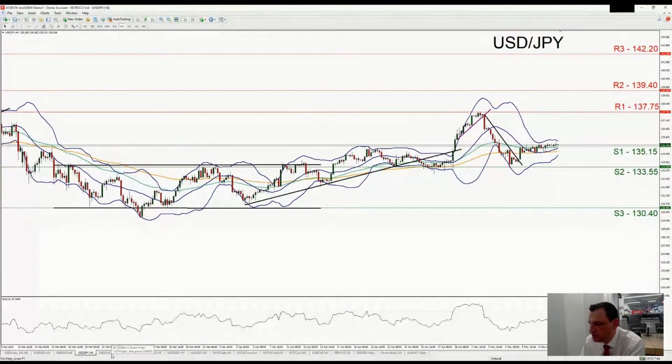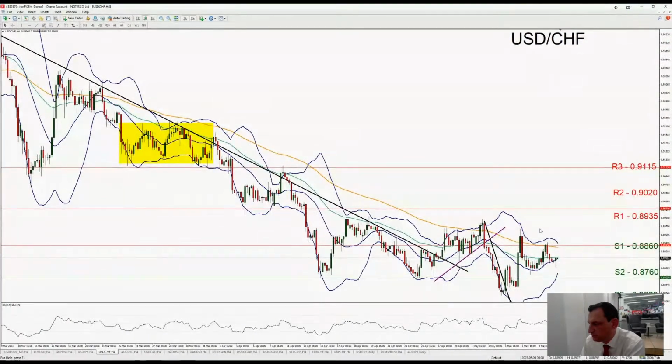Let's have a look at USD/CHF. USD/CHF, which seems to be stabilizing.